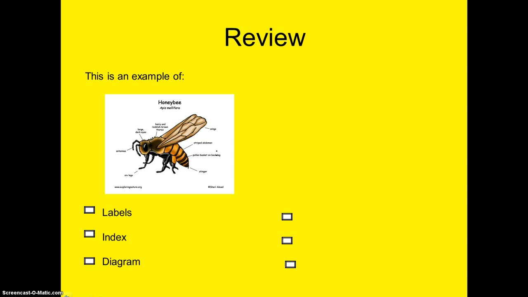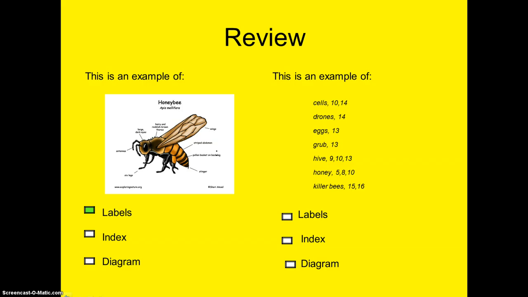This is an example of labels, index, or diagram. Labels is the correct answer. Labels identify the parts of a picture or image.